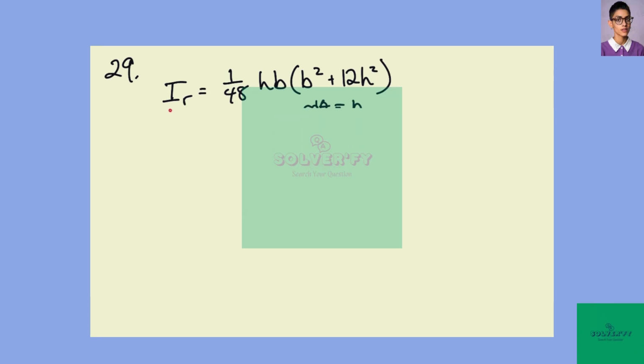We're now asked to use the polar second moment of area of the isosceles triangle from problem 28. Show that the centroidal polar second moment of area of a circular area of radius r is πr⁴/2. Okay, so we know what our polar area moment is for a general isosceles triangle.